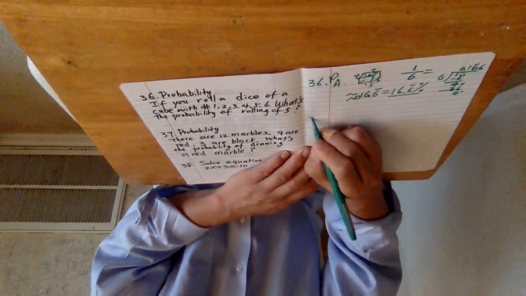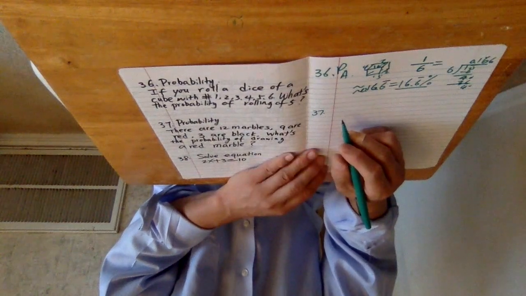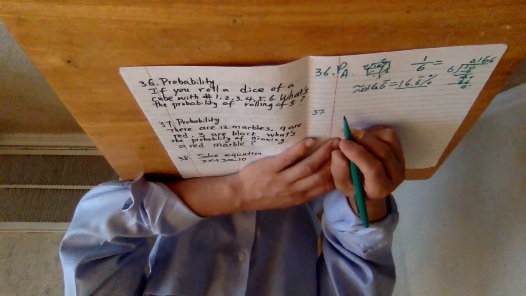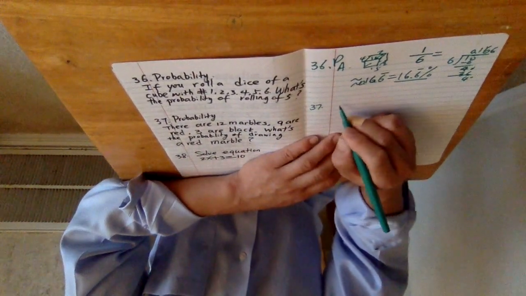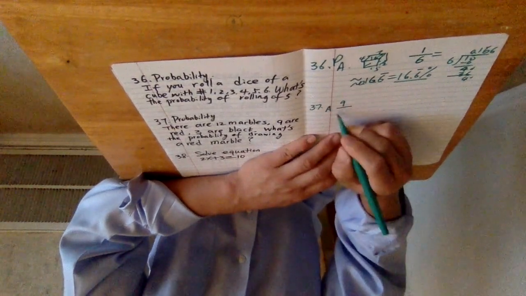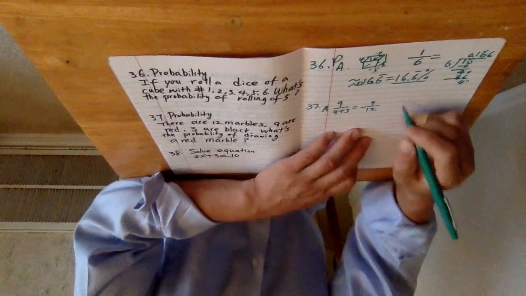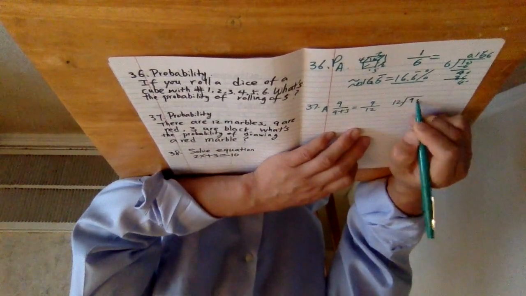Number 36, probability. There are 12 marbles, 9 are red, 3 are black. What's the probability of drawing a red marble? We have 9 red marbles over 9 plus 3, which is 12. 9 over 12. So we have 9 divided by 12.